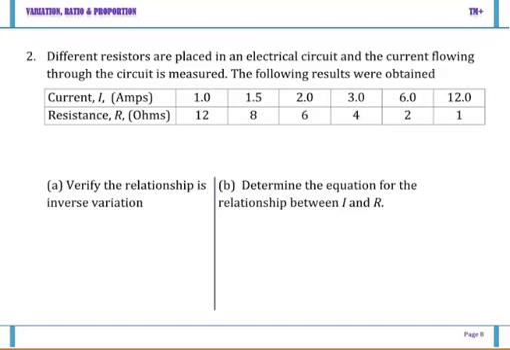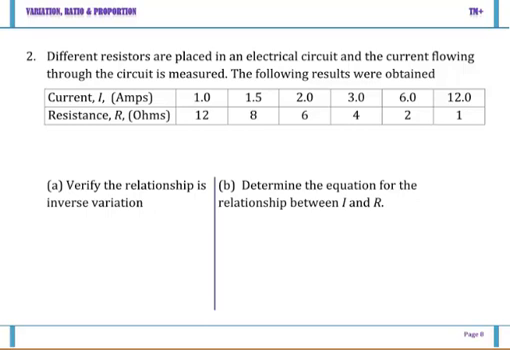Different resistors are placed in an electrical circuit, and the current flowing through the circuit is measured. The following results are obtained. Look at your textbook for the graphs that verify the relationship is inverse. When you do I versus R, you get a hyperbola, or half the hyperbola. So then you do I versus 1 over R, and you get that straight line. Okay, so that's verifying with a graph that it's an inverse relationship.